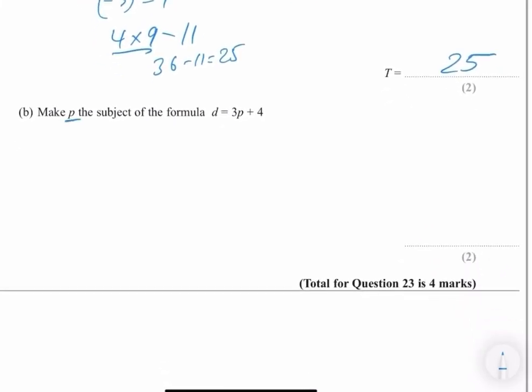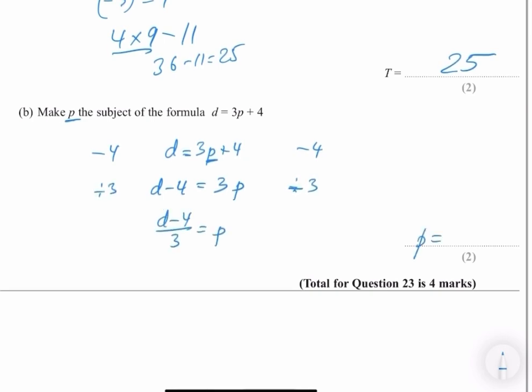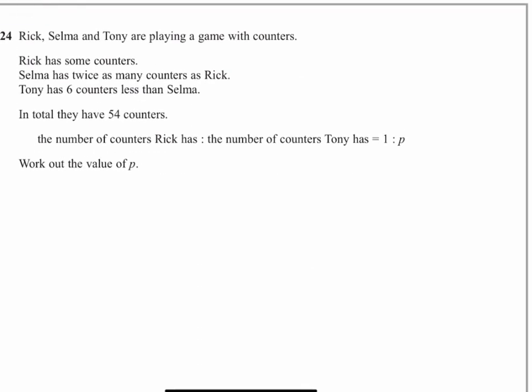So t is 25. So here we need to rearrange the formula, make p the subject, take away -4 from both sides. We need to isolate p from any other numbers, and then you're going to divide each side by 3, and here you go, the answer is there.